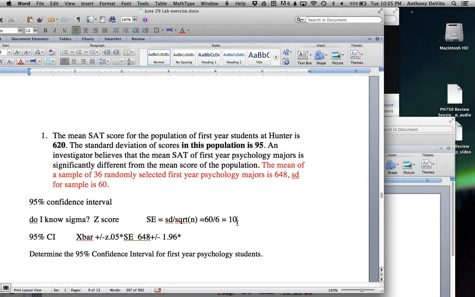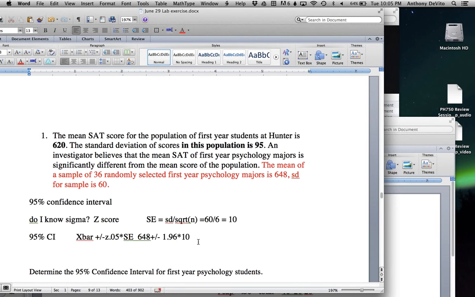Everybody comfortable with that? Thank you, Karen. Everybody's comfortable with how we got that 10? So it's 1.96 times 10. Our 95% confidence interval is going to be equal to 648 plus or minus, and I'm going to round this to 2 just to make it easy. Don't round it to 2 when you do it. The confidence interval is going to be between 628 and 668.